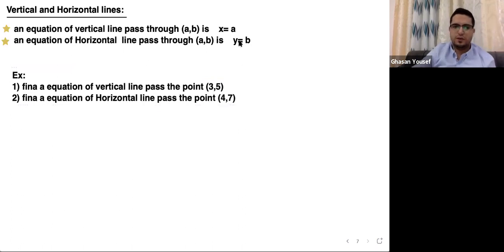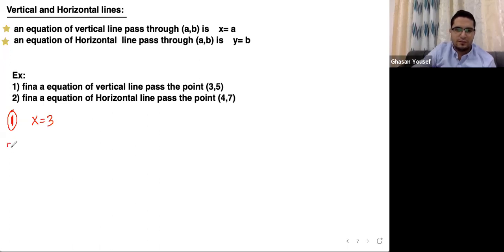Okay, who will do the first one for this example? Find an equation of the vertical line passing the point (3, 5). What is the equation? The equation of a vertical line passing this point is x equal A. Here I get the answer x equal 3. This is correct. For the vertical line here, x equal 3. This is the equation of the vertical line passing this point.